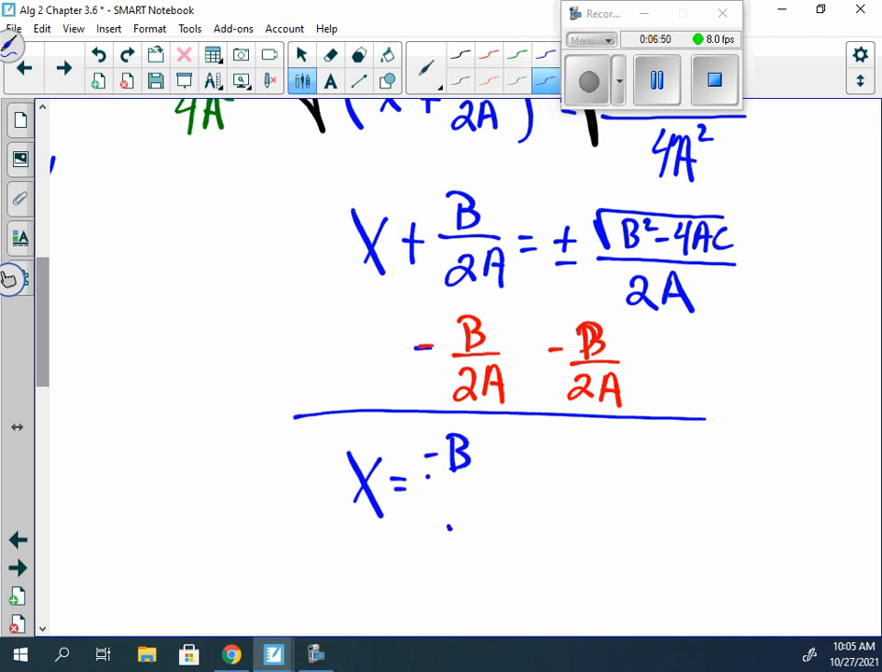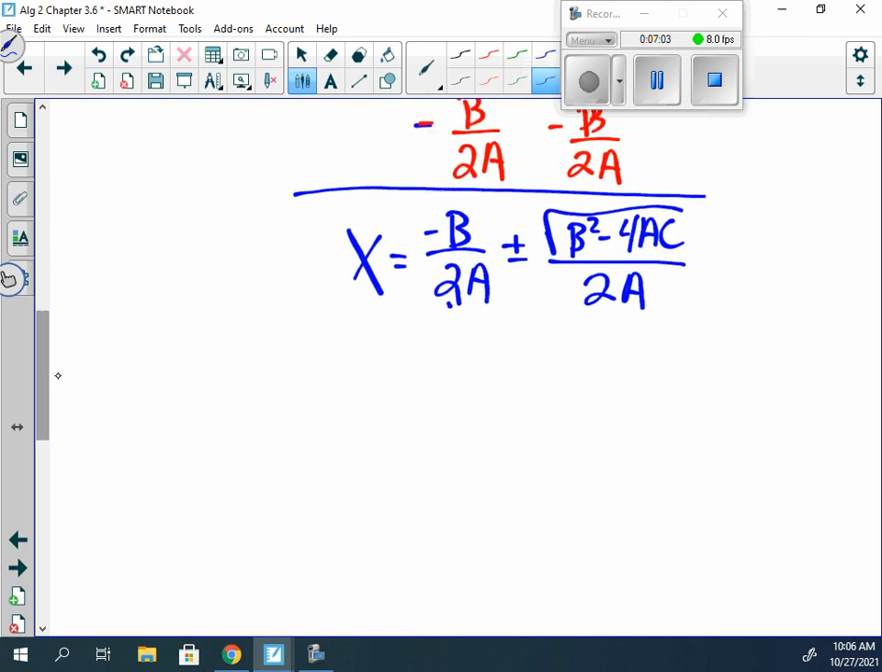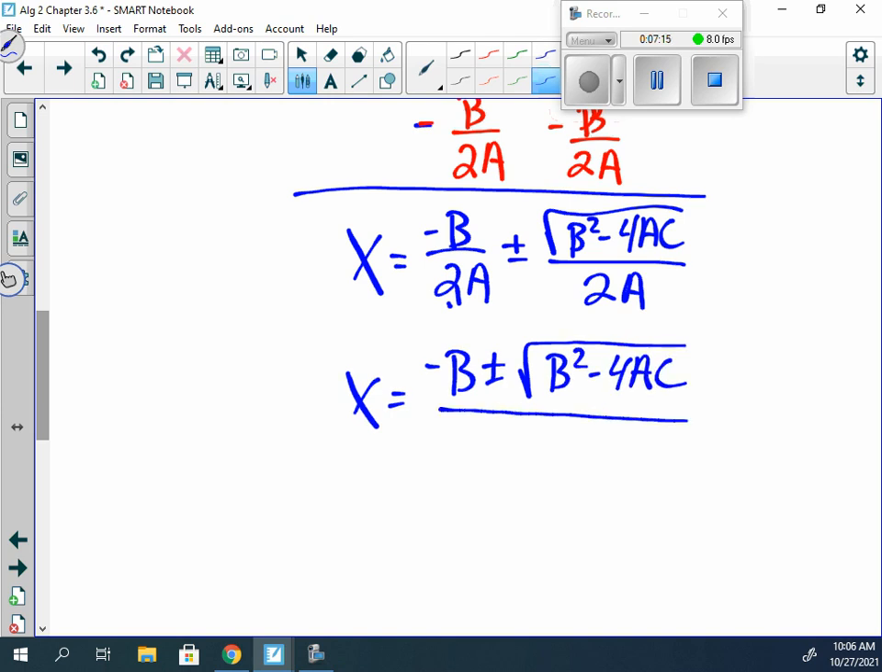X is equal to negative b over 2a plus or minus the square root of b squared minus 4ac, all over 2a. Well, the denominators are both the same, aren't they? Yes. We can put them together. X is equal to negative b plus or minus the square root of b squared minus 4ac, all over 2a.